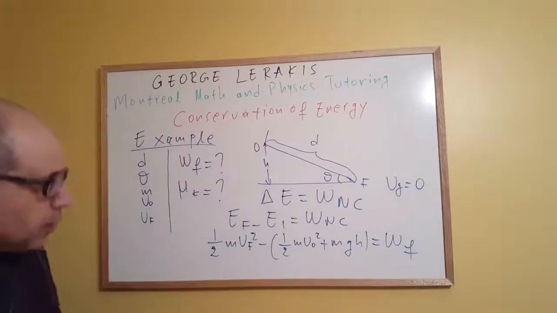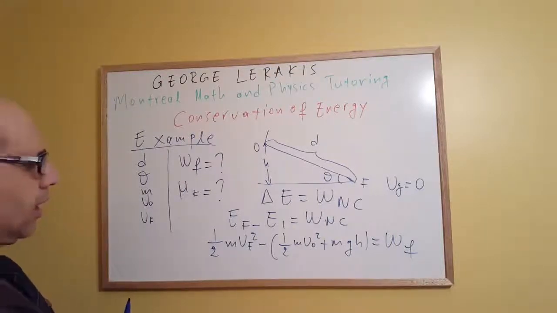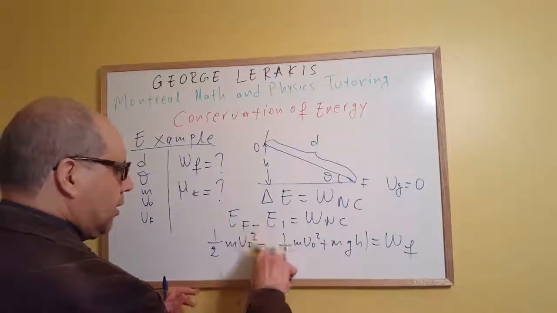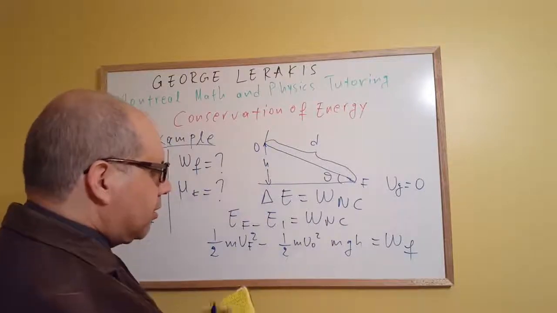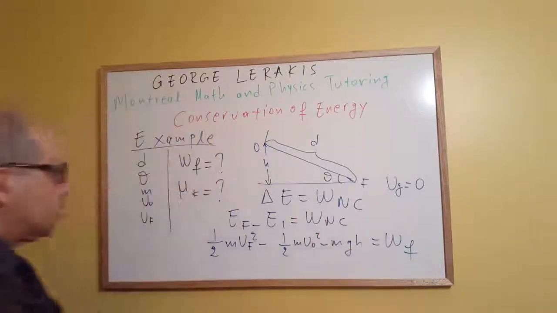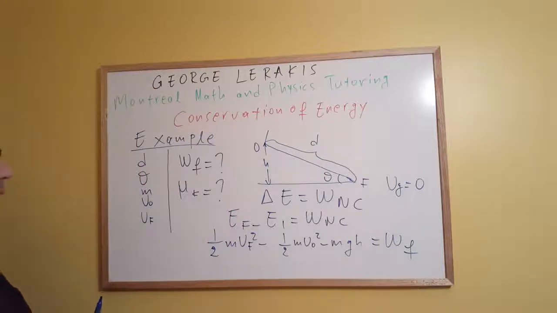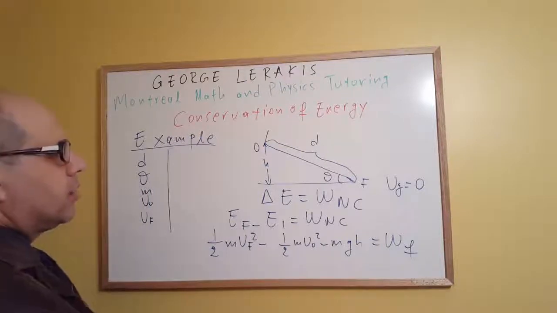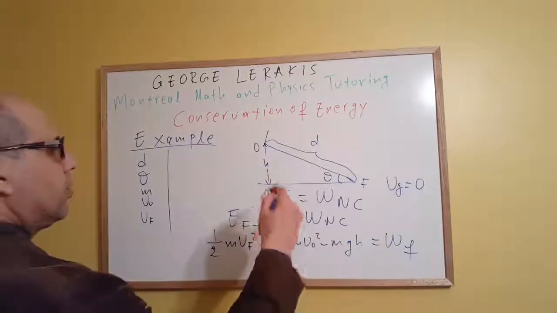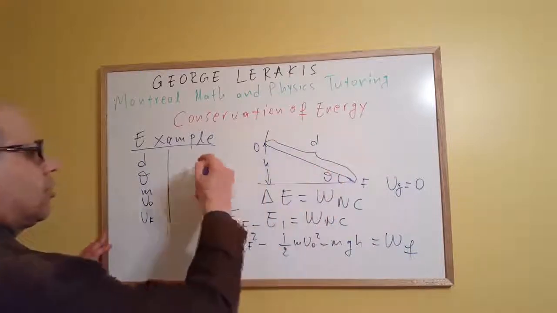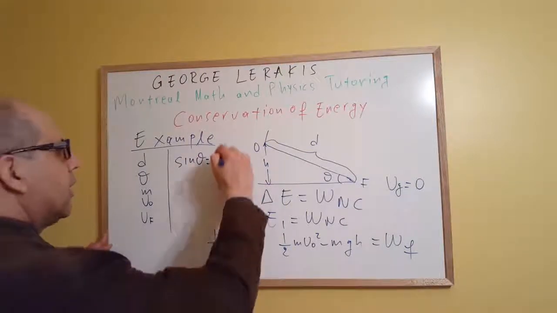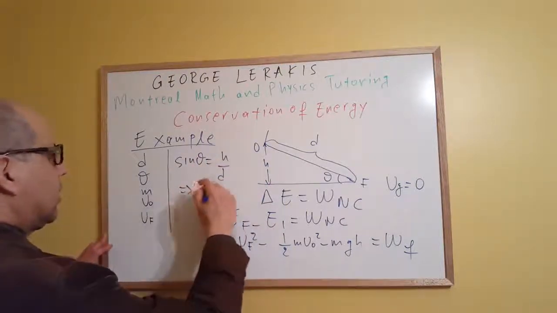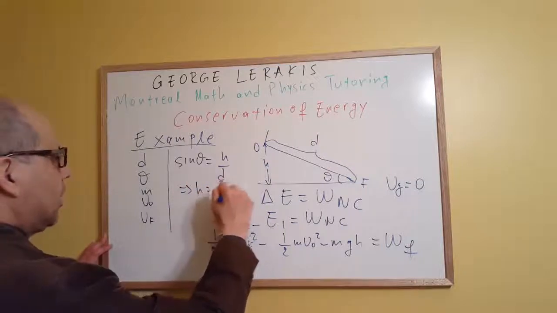So we have to erase again. We can take the brackets off, so that means that here we have a minus, and now the only thing that is missing is h. Of course h is easy to calculate. We know d and we know theta, so the sine of theta has to be equal to h over d, so that means that h has to be equal to d sine theta.